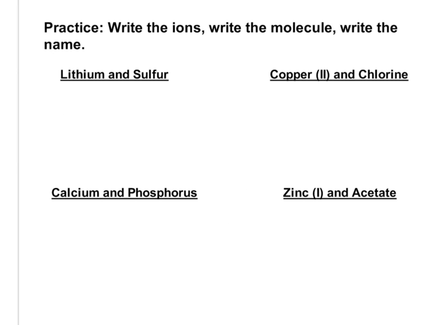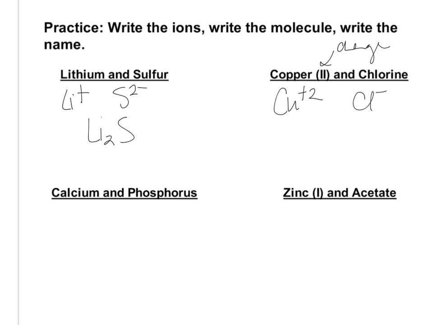All right, so let's practice. So lithium and sulfur. Lithium has a +1 charge. Sulfur has a -2 charge. So when you crisscross, you get Li2S. Copper 2, remember this tells you the charge. So copper has a +2 charge. Chlorine has a -1 charge. So when you crisscross, you get copper chloride.